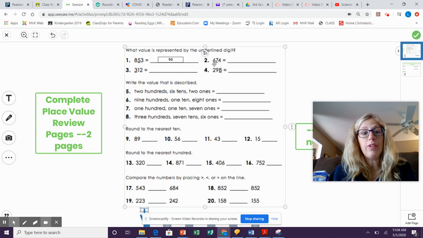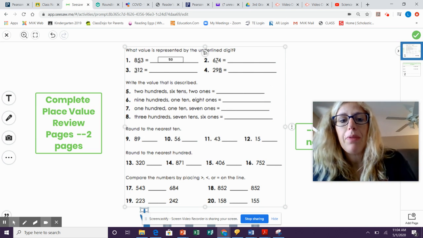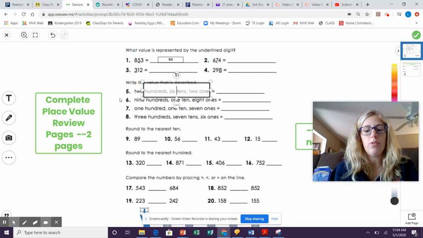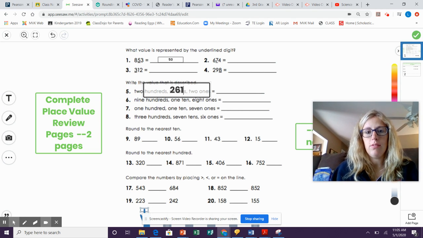And then you have to read the word form and write the number. Oh, it's not exactly word form. 2 hundreds, 6 tens, 2 ones. So 2 hundreds would be 200, 6 tens, 2 ones. That would be your number.